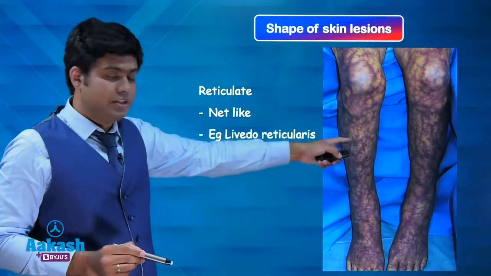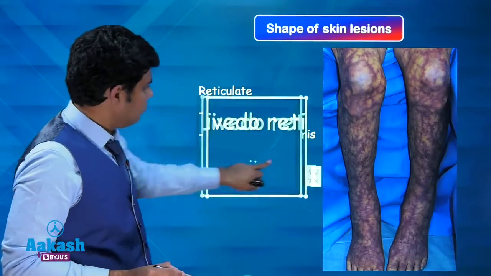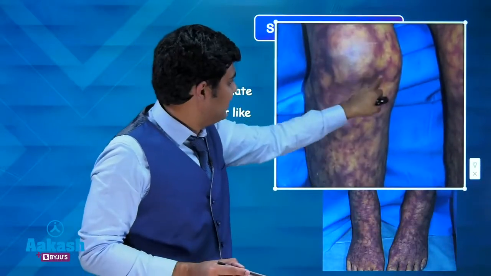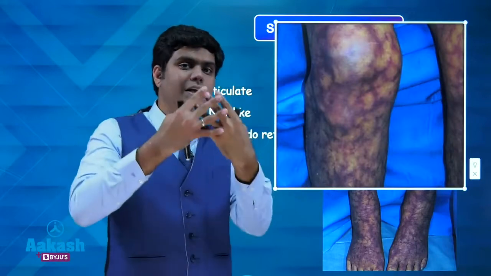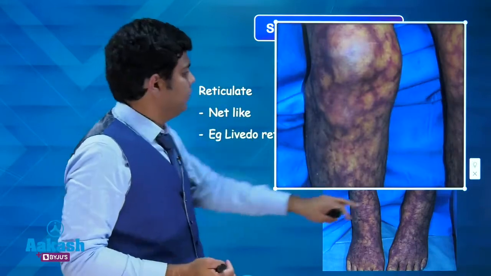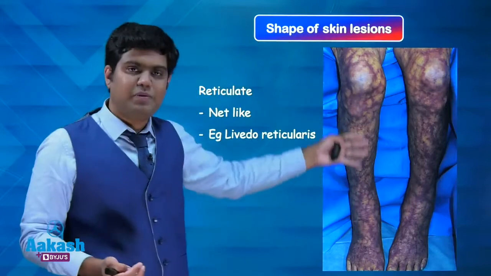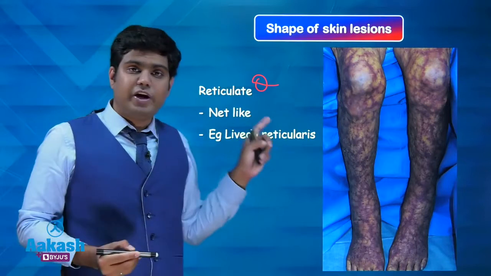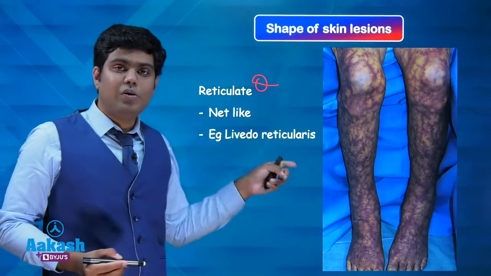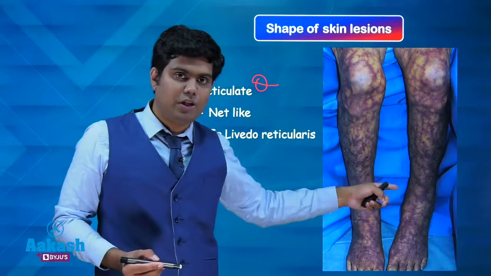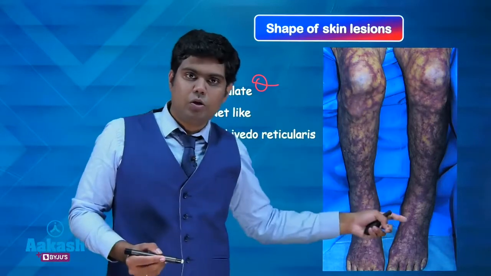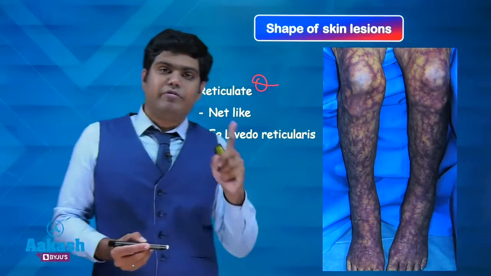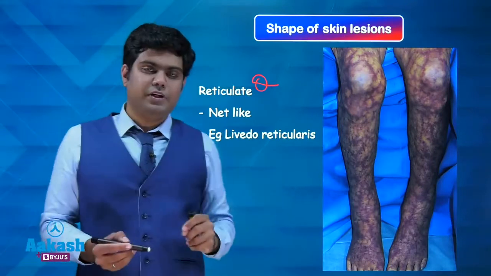What about this? Isn't it beautiful? Looking very odd. You got a pattern here. What kind of pattern is this? Are you able to appreciate? A net like pattern, also known as reticulate. A net like pattern of blood vessels. So this is reticulate, important, net like. Where do we see it? For example, one example is livedo reticularis. This is a case of livedo reticularis where you are seeing, in bilateral lower limbs, superficial dilated vessels, right?